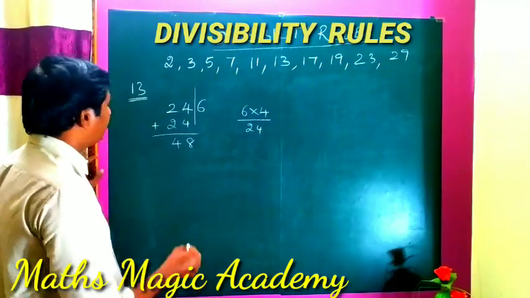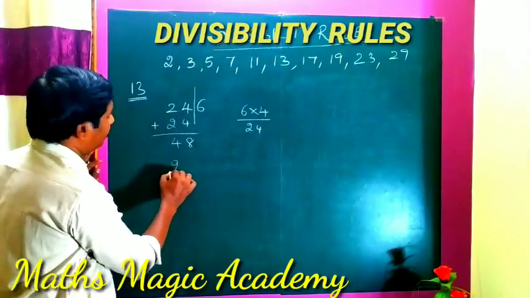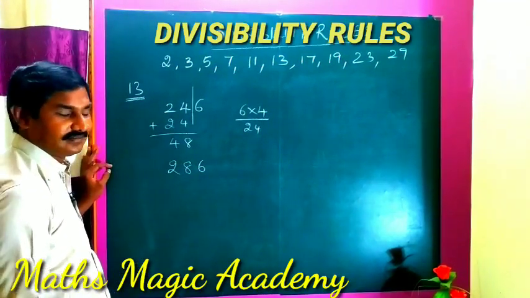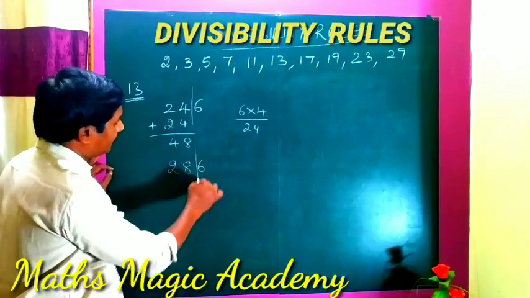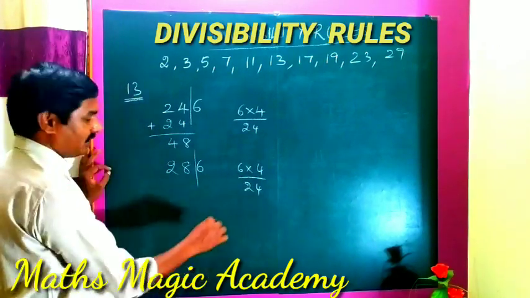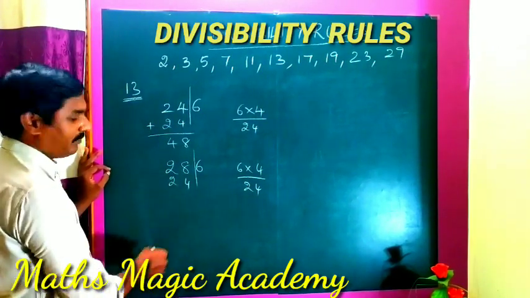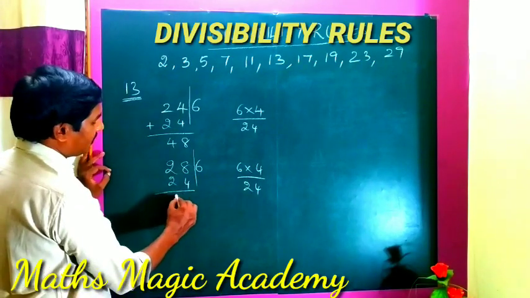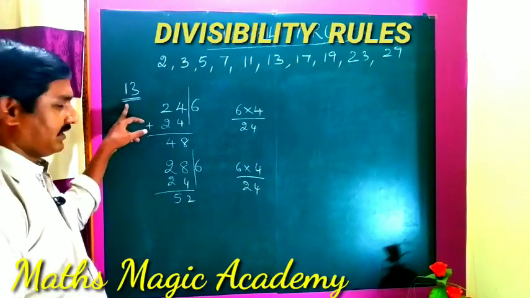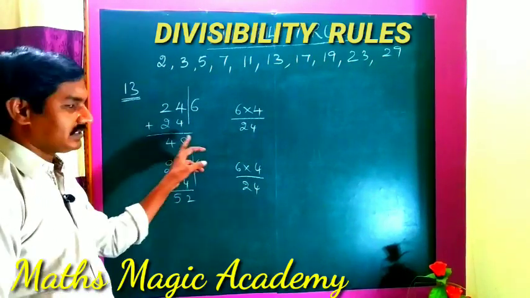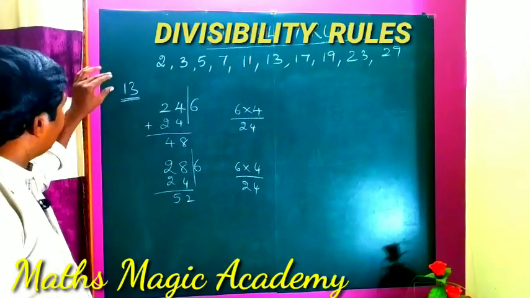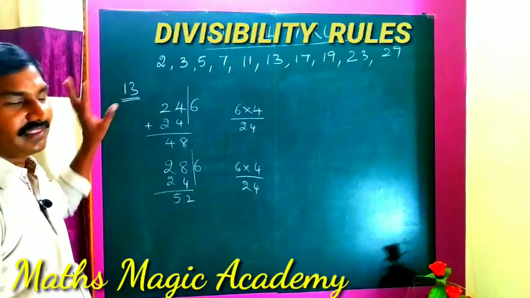Let us take one more example and check it out. 286. Here the last digit 6 into 4 equals 24. If we add 24 to the remaining digits, what are we going to get? 52. This 52 is divisible by 13. So this 286 is also divisible by 13. Like that we can verify the divisibility rule of 13.